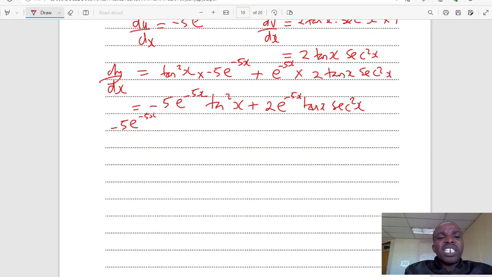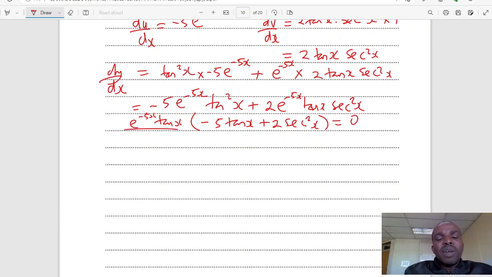Actually, let me just factor out this part. Let me factor out e to the power minus 5x and tan x. Then it will be minus 5 tan x, then plus 2 sec squared x, which is equal to 0. Well, this is my gradient.